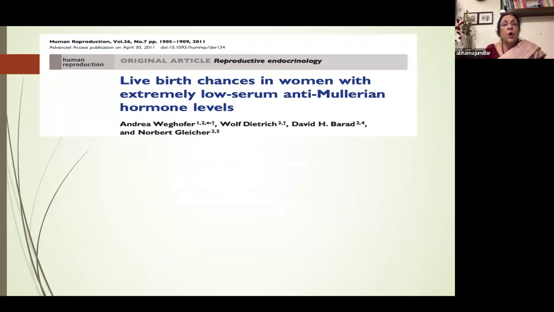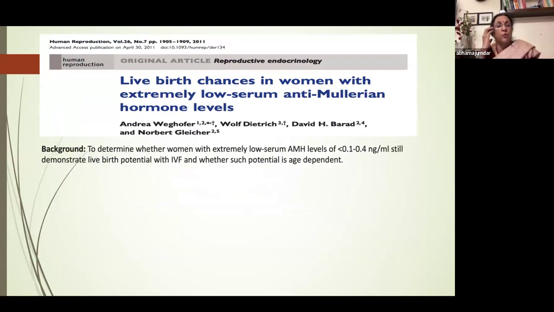This is with Norbert Gleicher, and this is a very big name. Live birth chances in women with extremely low anti-Mullerian hormone levels. Look at the low hormonal levels which they've seen, to determine whether women with extremely low serum AMH levels of less than 0.1 to 0.4 nanogram still demonstrate live birth potential with IVF, and whether such potential is age dependent.